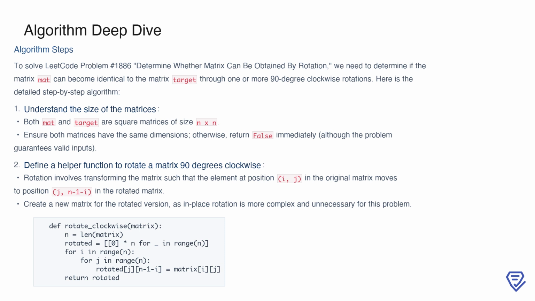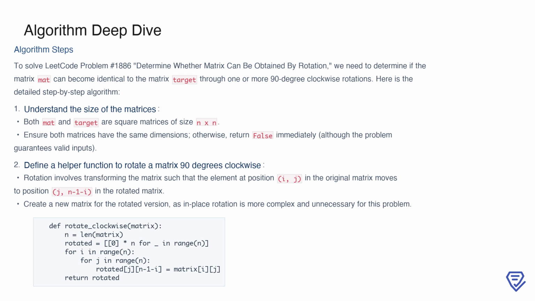The first step is understanding the size and structure of the matrices. Both MAT and target are square matrices of size n×n, meaning the number of rows equals the number of columns. Since the problem guarantees valid inputs, we can assume the dimensions are identical.